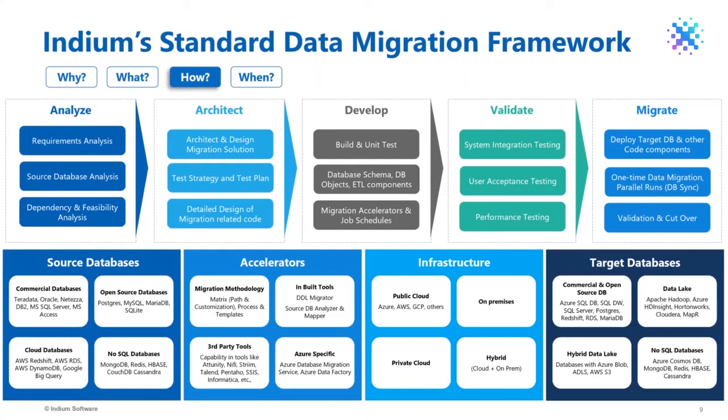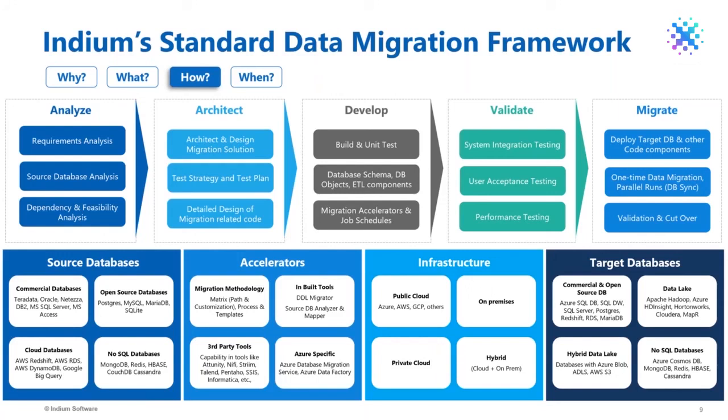The next element is our capability in infra. We are pretty much capable of delivering migrations from on-prem to cloud, or cloud to cloud, or private cloud to cloud, or on-prem to private cloud, and also hybrid solutions. And obviously the last element is the target databases. This is the list of target databases that we could help with as part of our data migration framework, starting from commercial to open source DB, Azure, Postgres, Redshift, RDS, MariaDB.